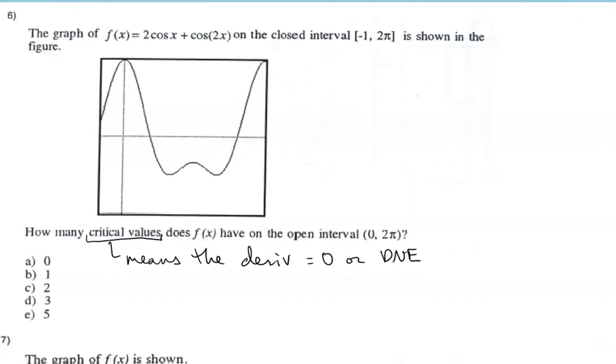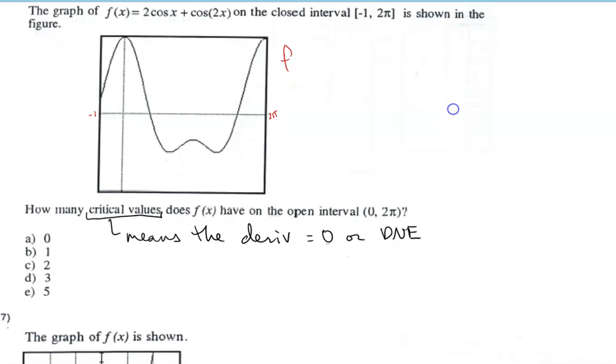Okay, number 6, we are given the graph, and here we do have an equation. So this is the graph of f of x equals 2 cosine x plus cosine of 2x, not something you would have to graph by hand, but they tell us what the equation is, okay? And we're told that our interval is from -1 to 2 pi, so that's useful information here, that this is at x equals 2 pi, and this is -1. Okay, our question is, how many critical values does f have on the open interval from 0 to 2 pi?